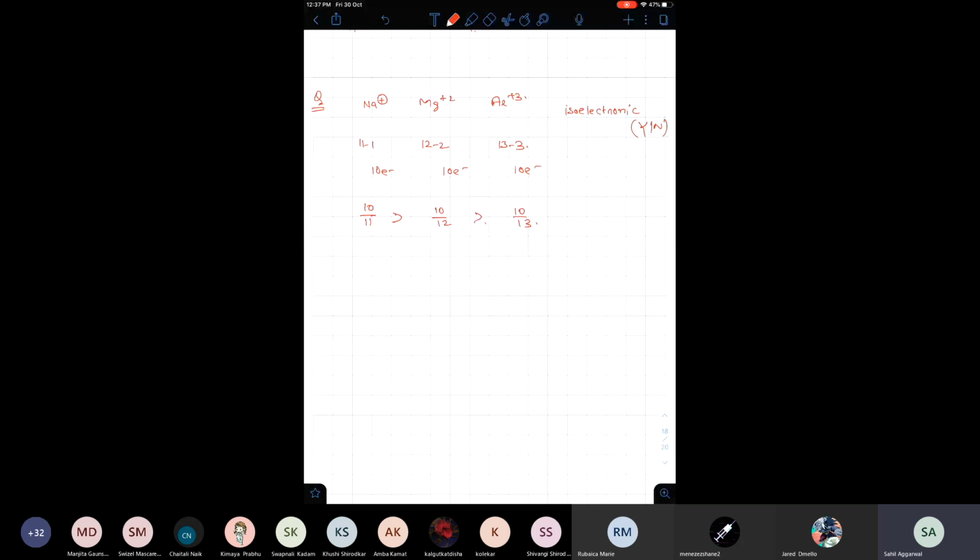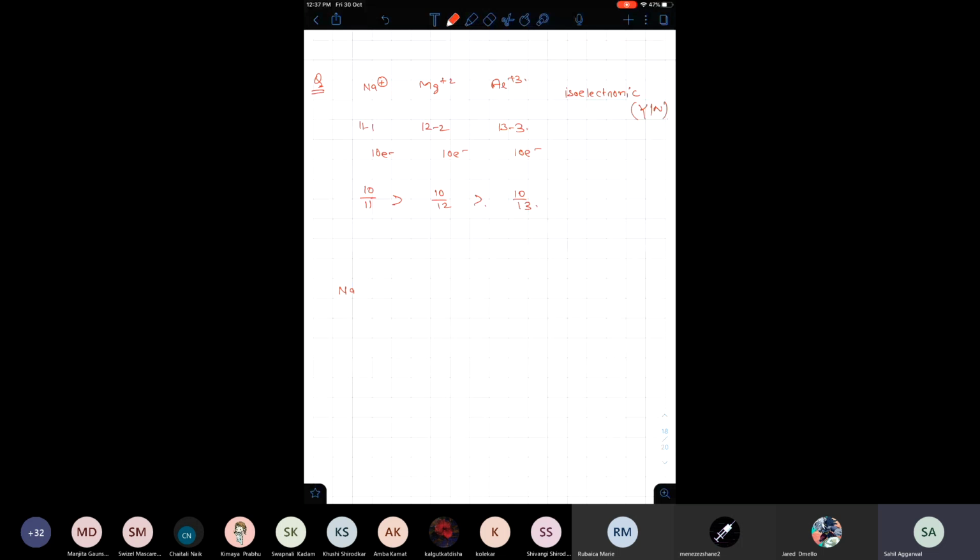What is isoelectronic? That's what I was asking, right? चलो पहले ये वाला कर लेते हैं. See, if we talk about sodium, Swapnali, do you know what is the atomic number of sodium? Atomic number is 11.